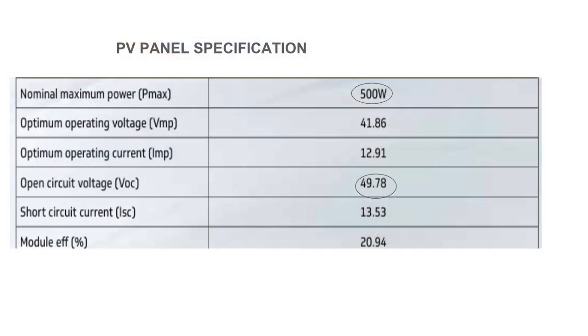First thing we should look at will be the solar panel specifications. Check for the VOC of the panel. In this example, we can see a 500 watt panel has a VOC of 49.78 volts. We will round it off to 50 volts for our example purpose.